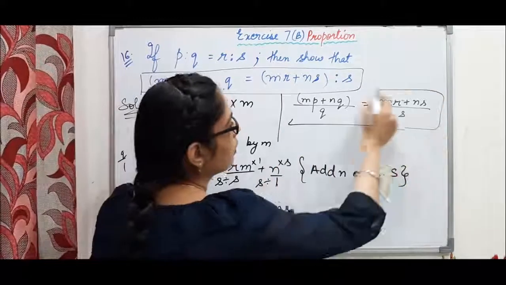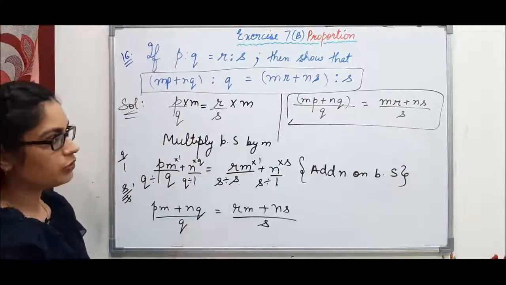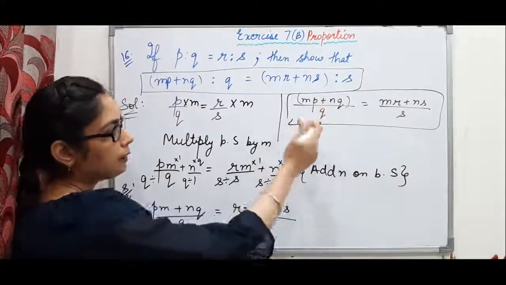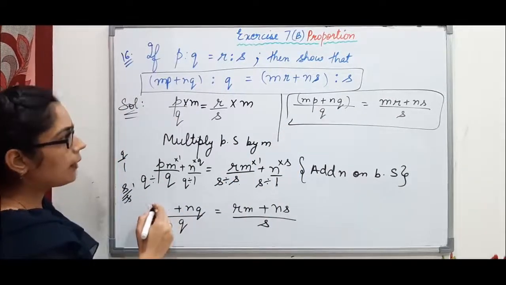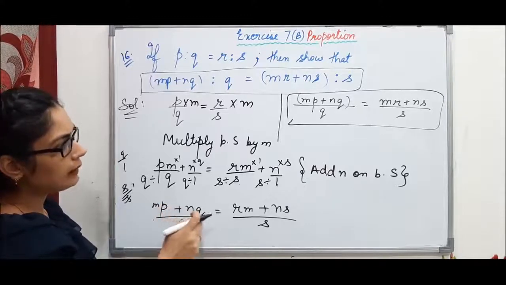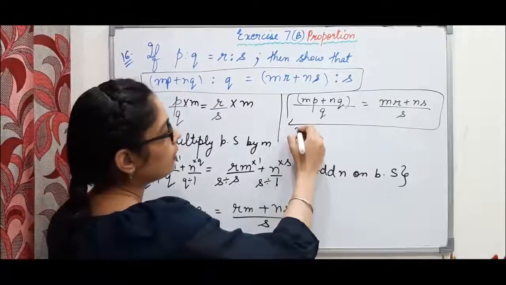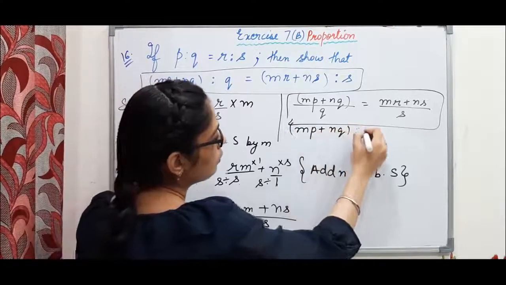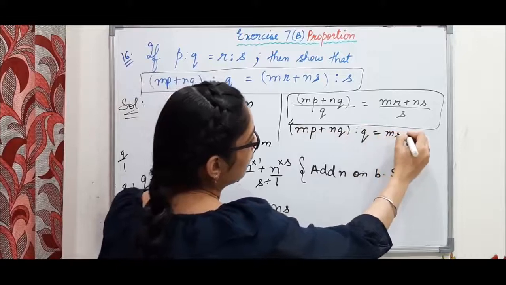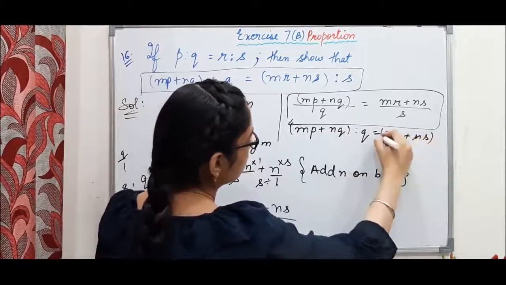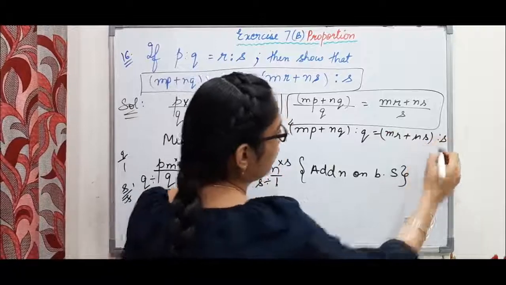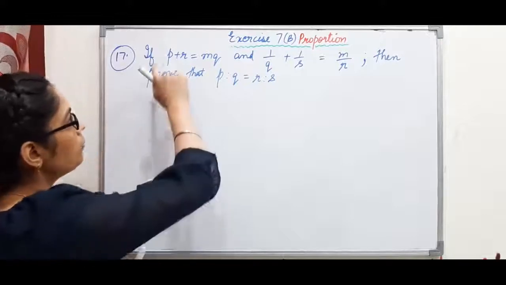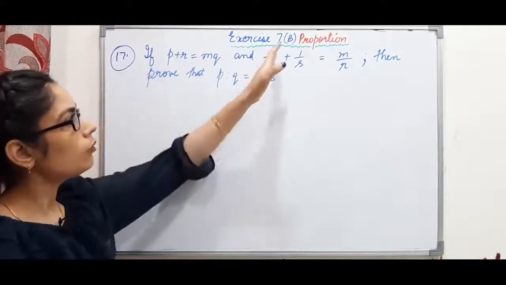See, we got the terms which are required to prove. pm or mp both are the same. So we can write mp plus nq by q. If you want to write it in ratio form, you can write mp plus nq is to q is equal to mr plus ns, or sn, both are the same, is to s. Hence proved.